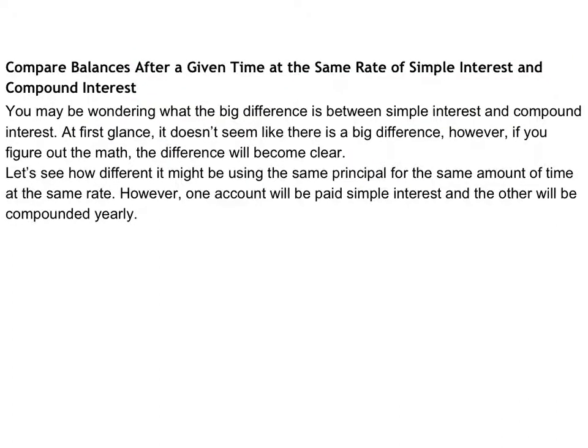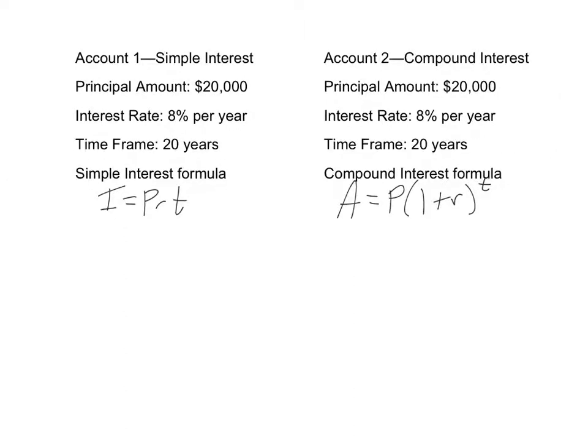So the next thing is we're going to compare balances after a certain amount of time with the same rate of interest, simple interest versus compound interest. So we're going to be comparing those two. The first account is simple interest. I've got the formula written there. The second account is compound interest. We've got the formula there. Go ahead and pause the video and plug these in and solve before hitting play and seeing how you did.